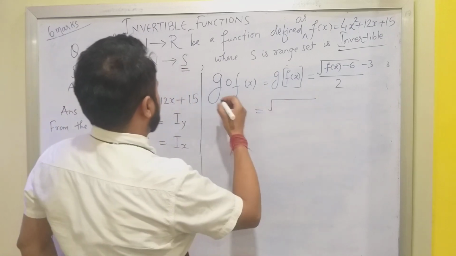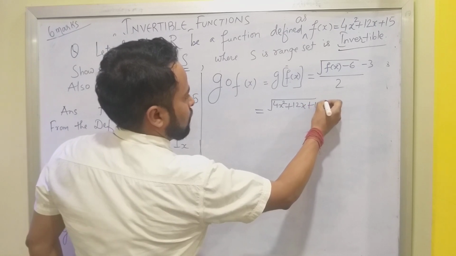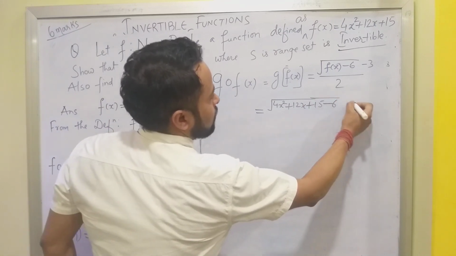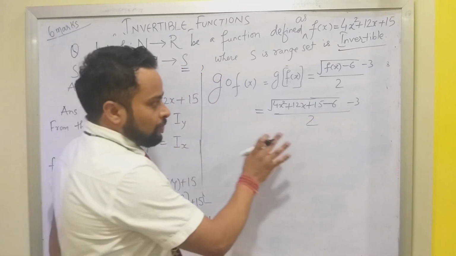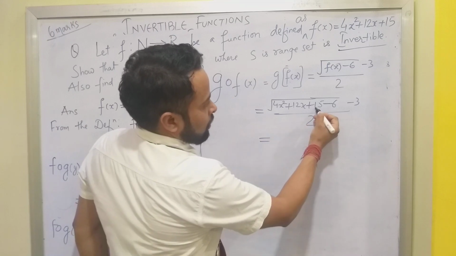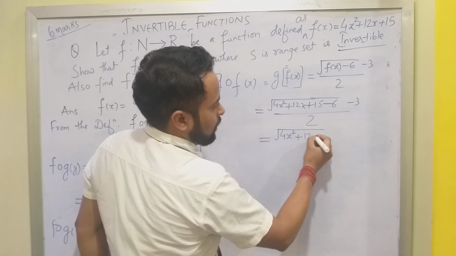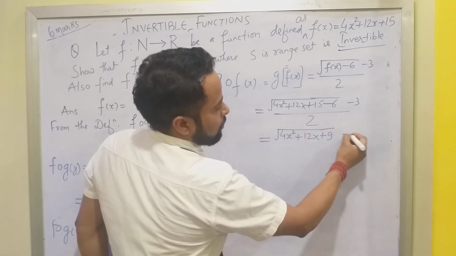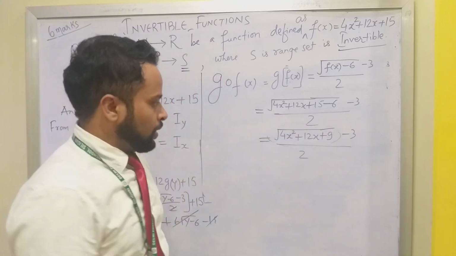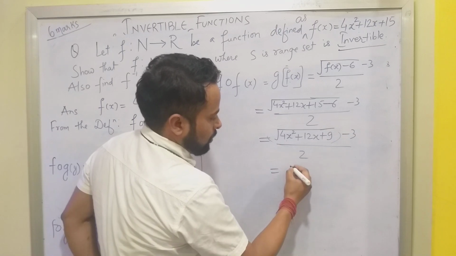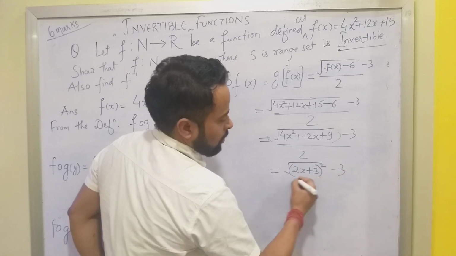Root over f of x is 4x square plus 12x plus 15 minus 6 minus 3 by 2. Have patience, everything will come. See, this will come as 9. So it is 4x square plus 12x plus 9 minus 3 by 2. This resembles something square, isn't it? What is that? Root over 2x plus 3 whole square minus 3 by 2.